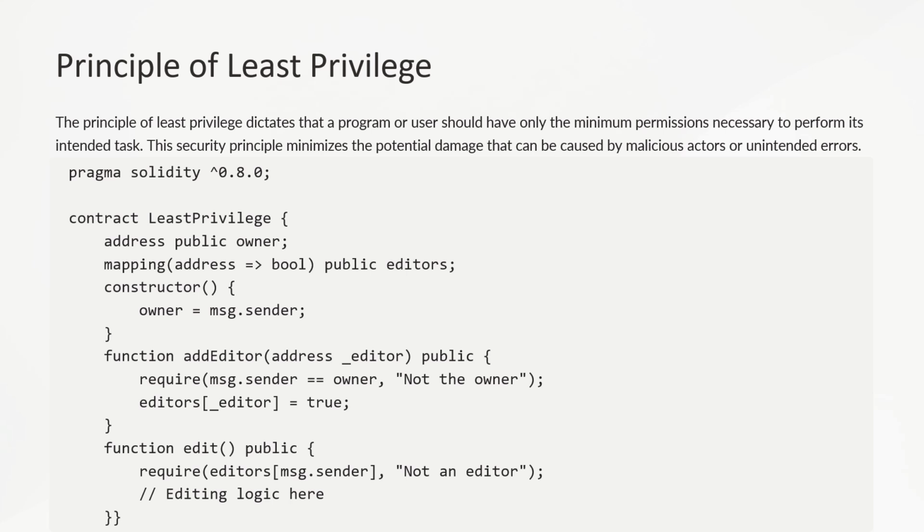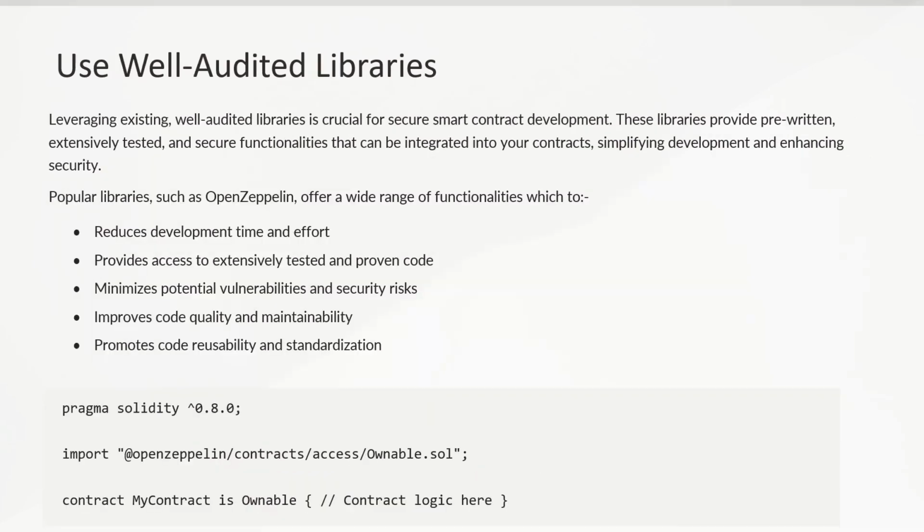In summary, the least privilege contract implements the principle of least privilege by designating the owner as the entity with the authority to grant editing privileges to other addresses. This helps minimize potential damage caused by unauthorized actors or errors and enhances security by restricting editing privileges to specific accounts. The next security practice is the use of well-audited libraries.